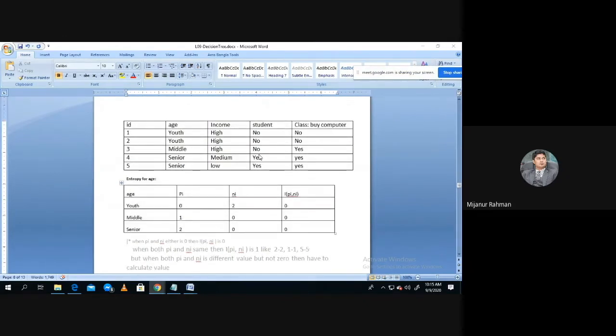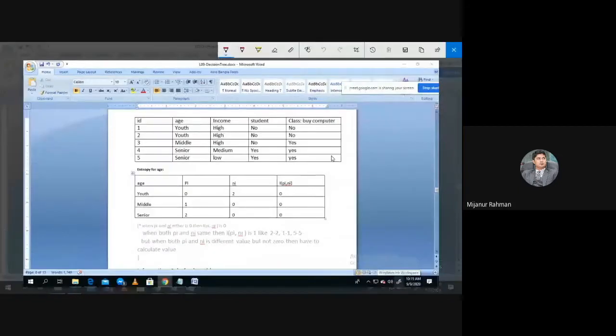Okay, dear. So now I am going to find out the entropy for a variable, right? You can understand entropy for age, entropy for income, entropy for student. So why do we find out the entropy? First, I would like to talk about age. In this age, you have Pi, which means yes, and Ni, and I(Pi, Ni) will actually be calculated. So basically, we will calculate this value.